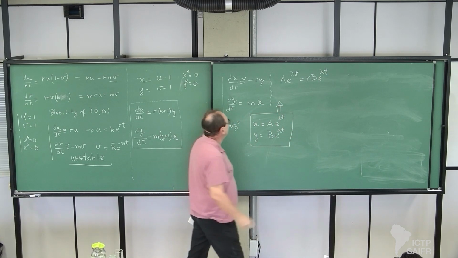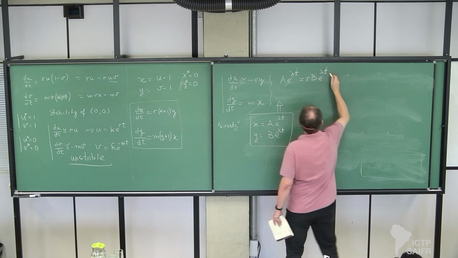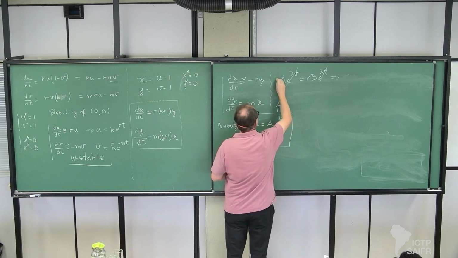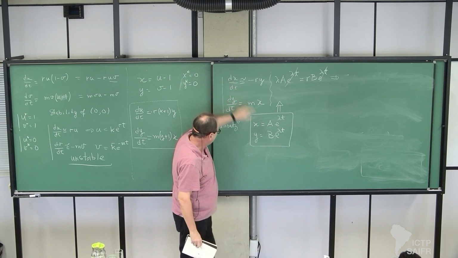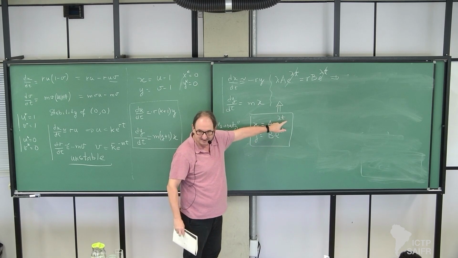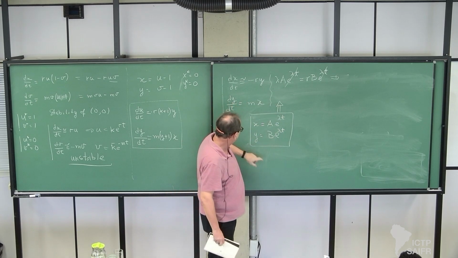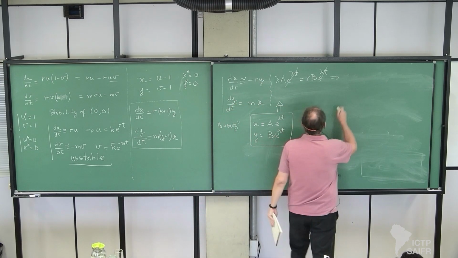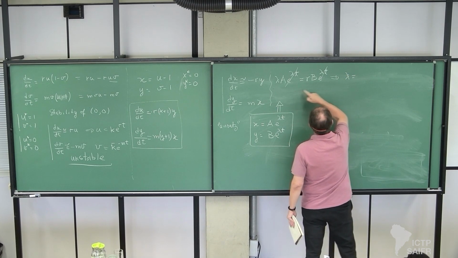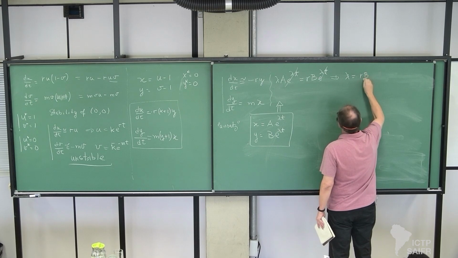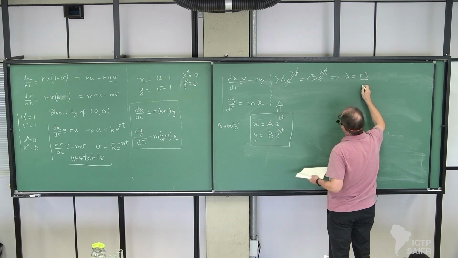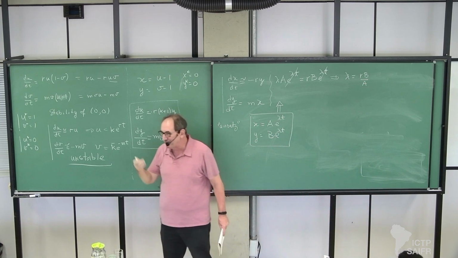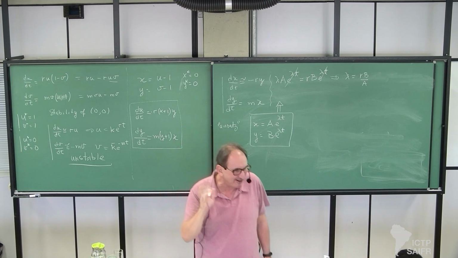Okay? I can cancel the exponentials, and this gives me that, oh, sorry, I forgot the lambda here. The derivative of x is a times lambda e to the lambda t, okay? And on this side there's no lambda because it's not a derivative, it's just a function. So you'd have lambda equal to r times b over a, but you still don't know the sign, because a and b are just arbitrary constants.